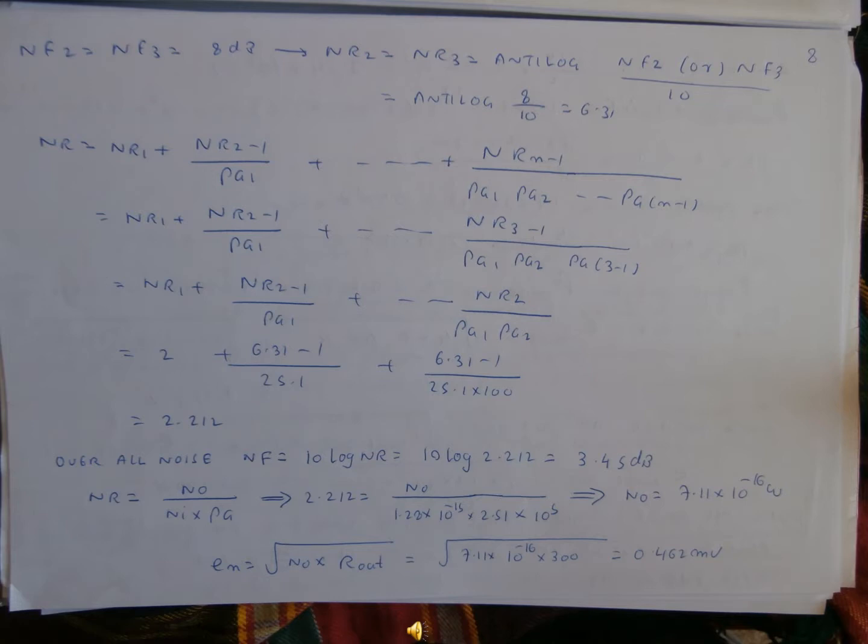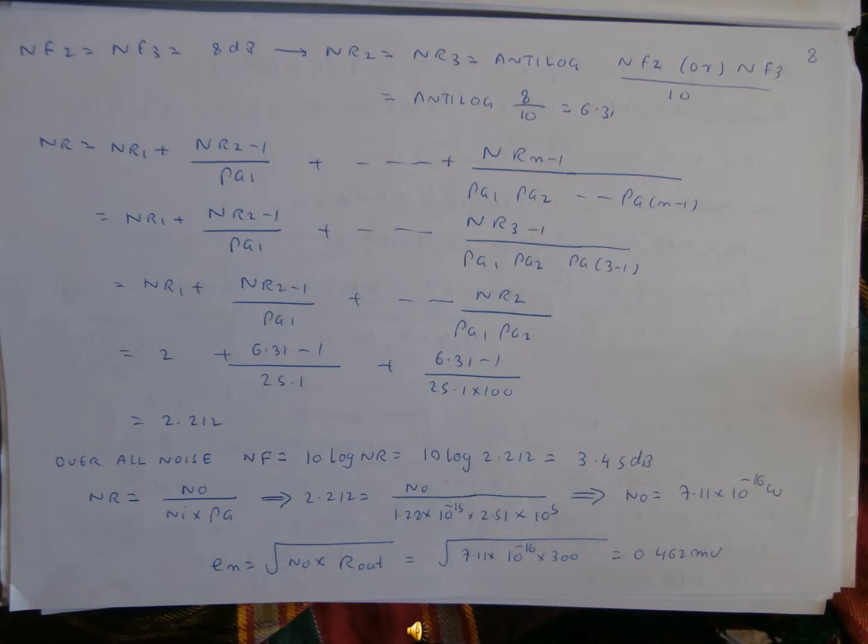So the overall noise figure can also be calculated that way: 10 log NR, so 10 log 2.212, so you get 3.45 dB. So NR equals NO divided by NI multiplied by PG. You get 2.212 equals NO divided by 1.2 multiplied 10 power minus 15 multiplied 2.51 multiplied 10 power 5. So NO is equal to 7.11 multiplied 10 power minus 16 watt. So EN is also calculated as square root of NO multiplied R out, so square root of 7.11 multiplied 10 power minus 16 multiplied 300. You get 0.462 millivolt. So this is the way we calculate the noise voltage output.